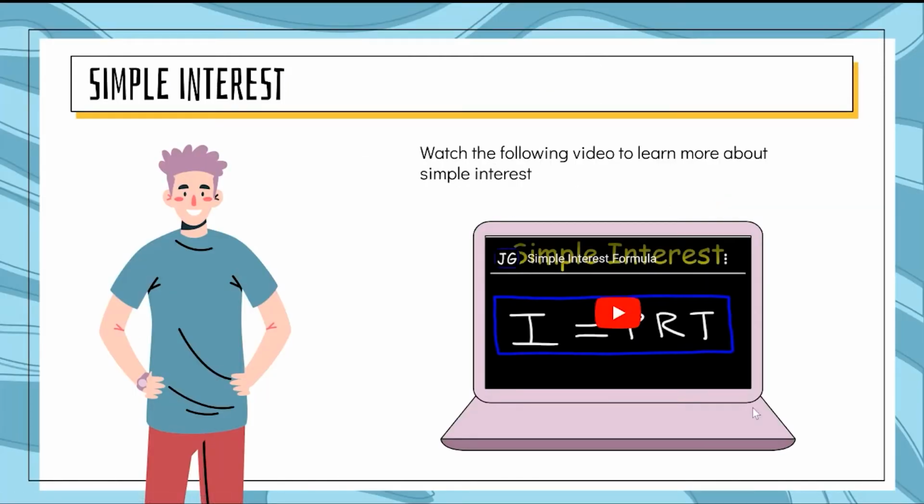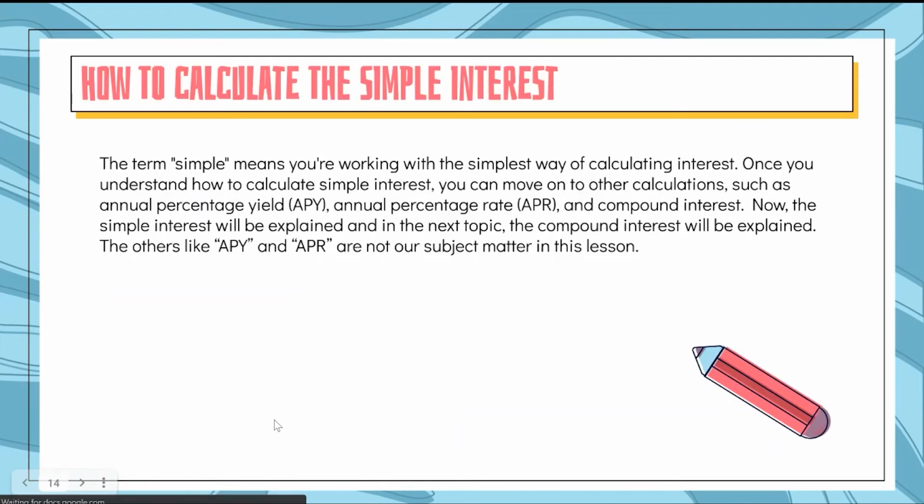Here there is a video and the formula for compound and simple interest. You can see the simple interest formula: I equals P R T, where t is time, r is the rate, and P is your money, and that's all. You can watch the video on YouTube. Here, with simple interest, you're working with the simplest way of calculating interest. When you understand how to calculate simple interest, you can move on to other calculations such as annually compounded interest.